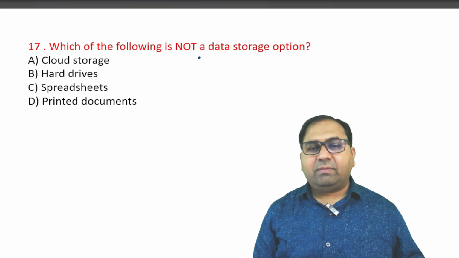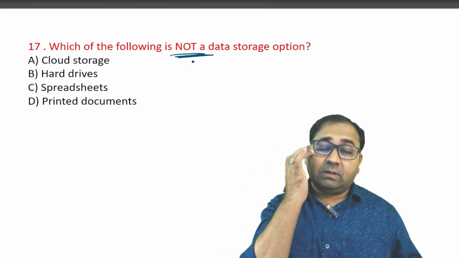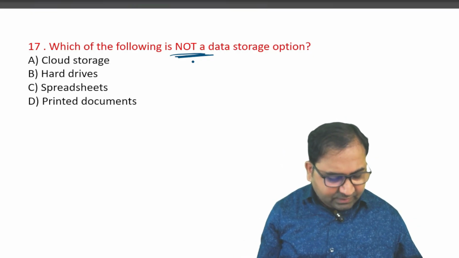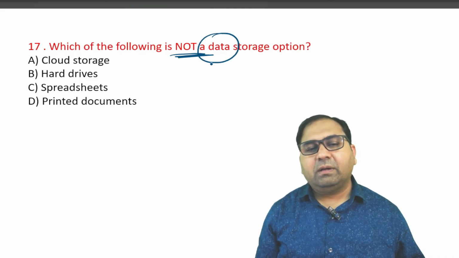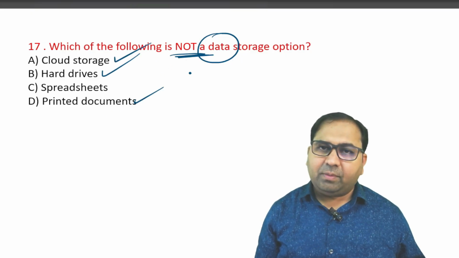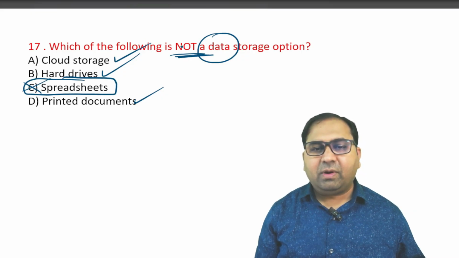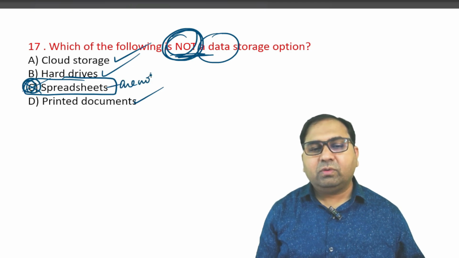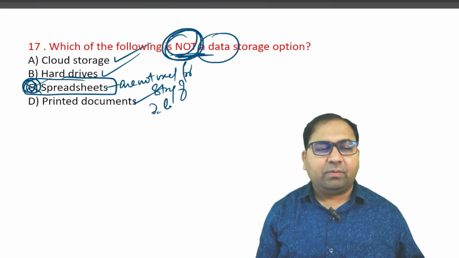Next question. Which of the following is not a data storage option? The options are A, cloud storage; B, hard disk or hard drives; C, spreadsheets; or D, printed documents. For data, you definitely have either hard disks or printed documents, but not spreadsheets. So therefore, this is the answer for our question. Spreadsheets are not used for storing of data.